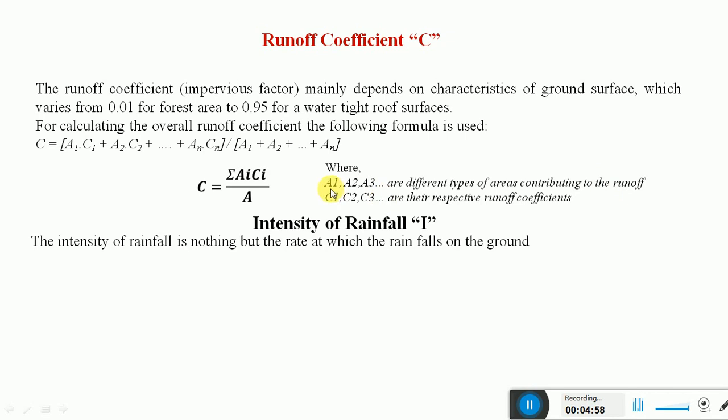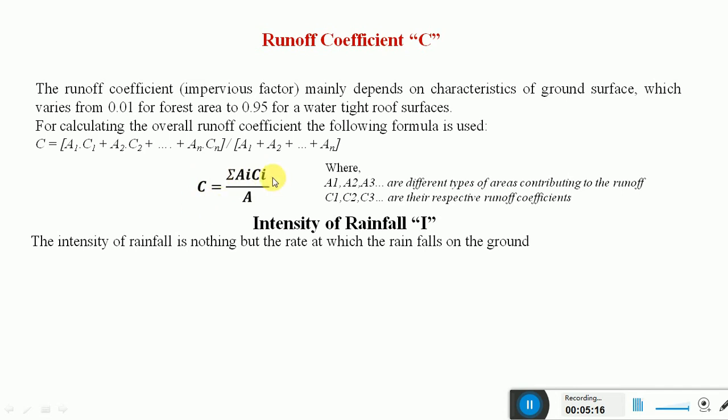For example, if you take A1 as the concrete pavements, A2 as the road surfaces, and A3 as the plain land, similarly, its respective coefficient has to be multiplied to get the total coefficient of runoff using this equation.